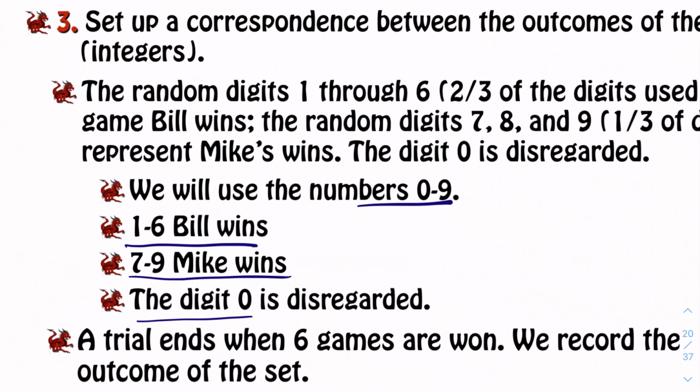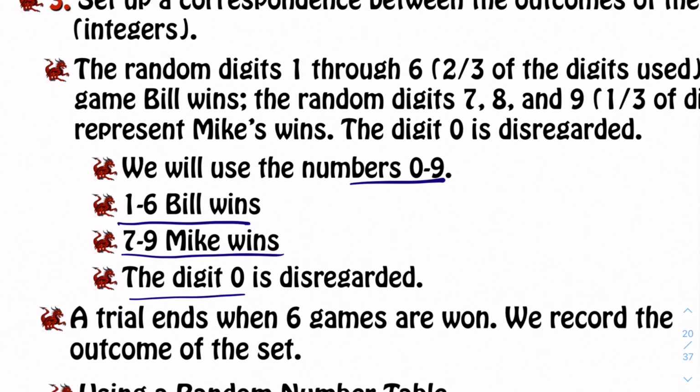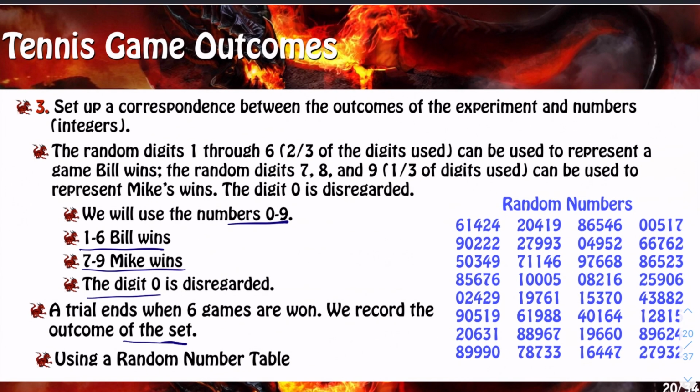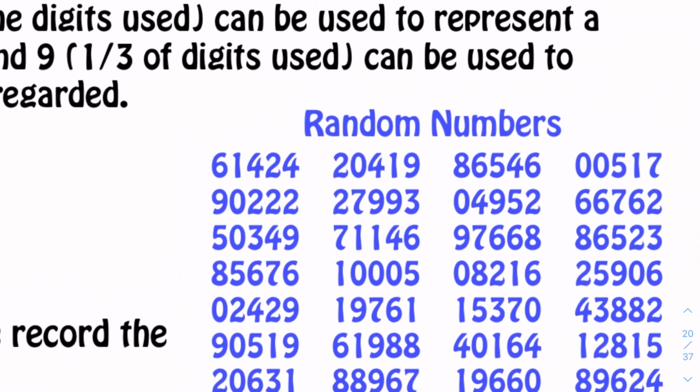Now we describe how a trial ends. A trial ends when 6 games are won. We record the outcome of the set. Once we record that outcome, we're going to tabulate and average those at the end. And this time, we're going to use a random number table. So let's look through here, and we're just going to go left to right.